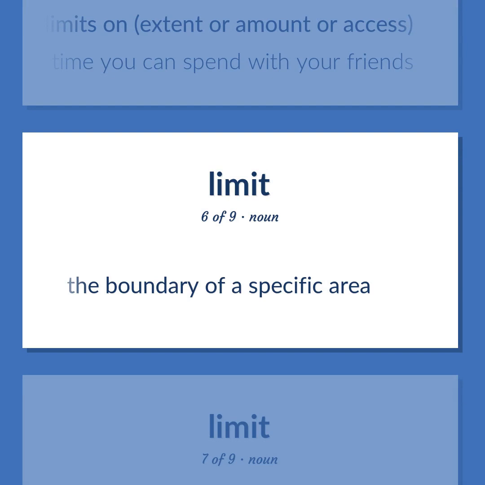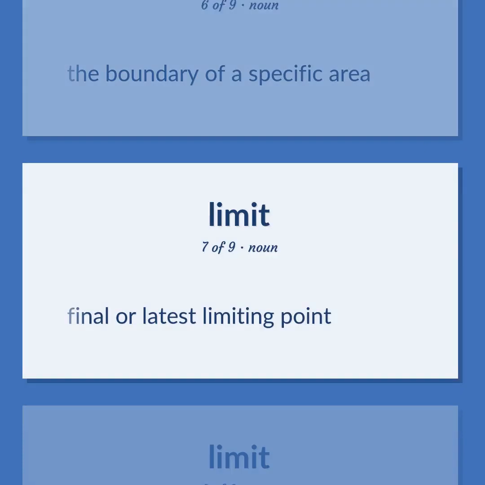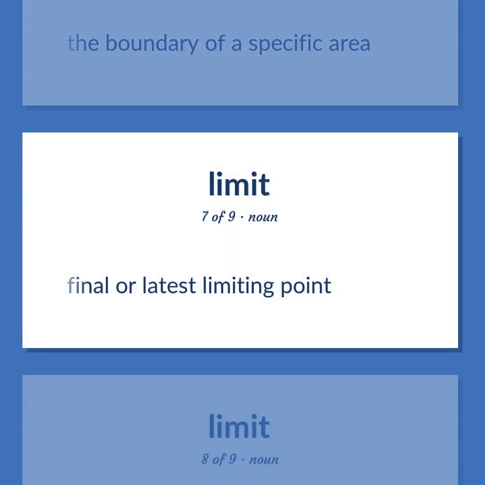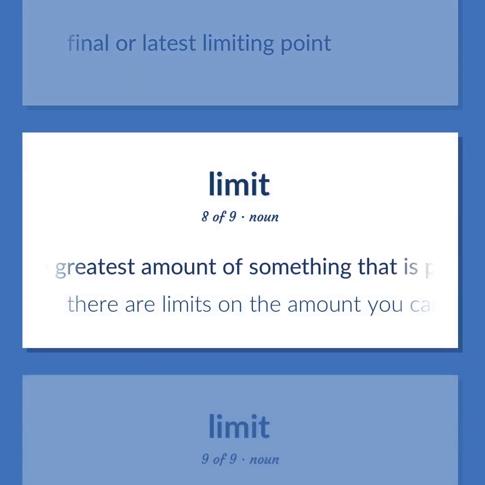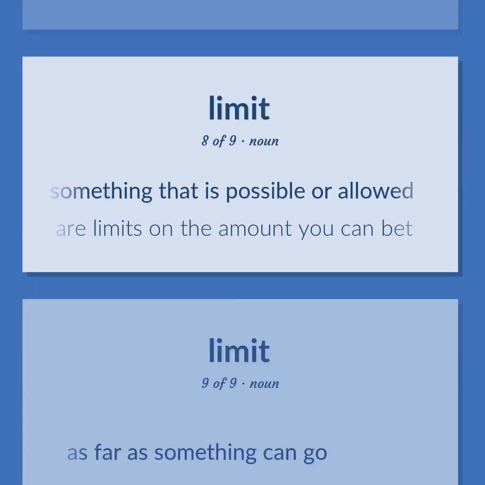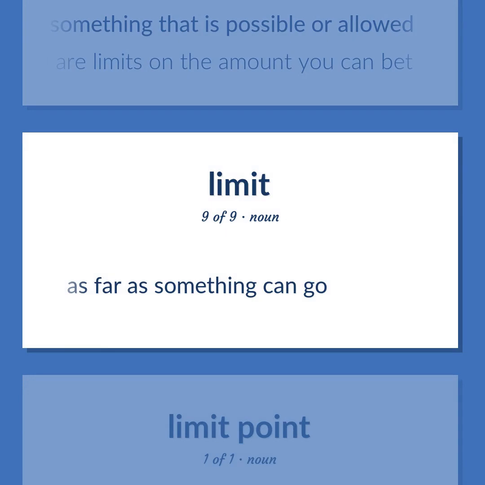The boundary of a specific area. Final or latest limiting point. The greatest amount of something that is possible or allowed. There are limits on the amount you can bet. As far as something can go.